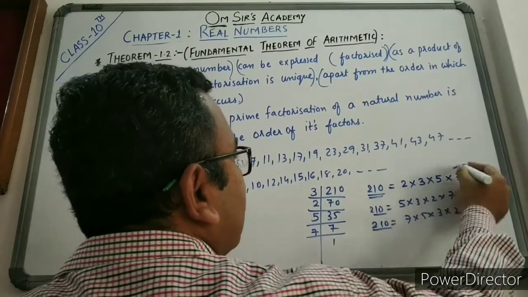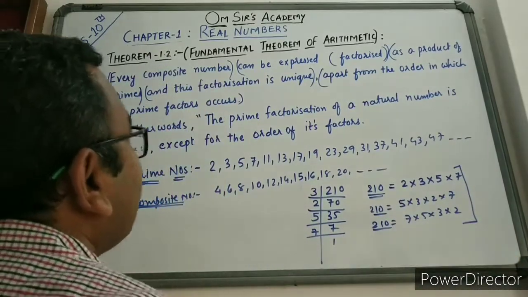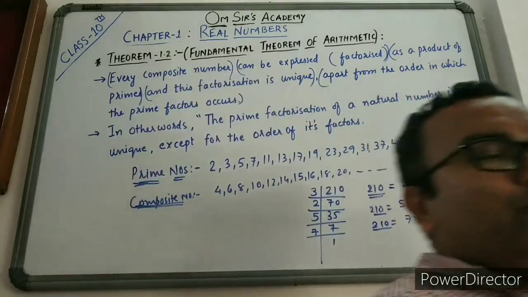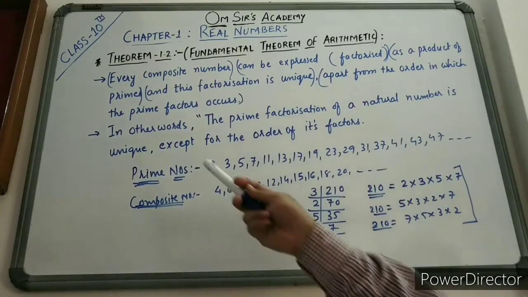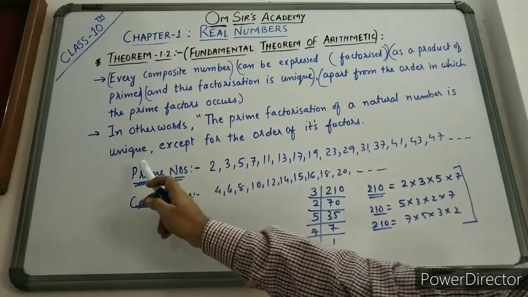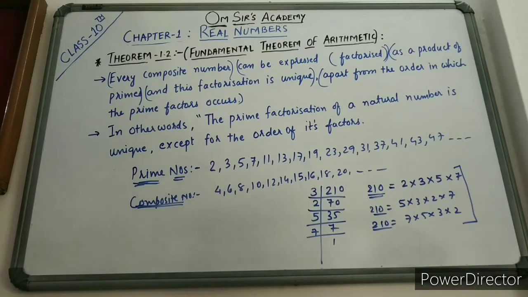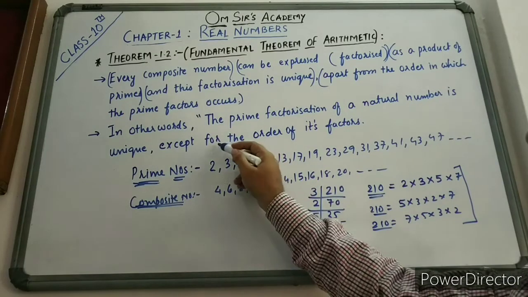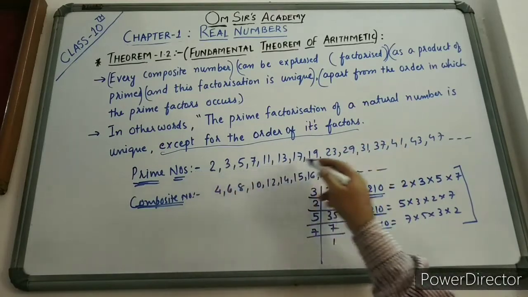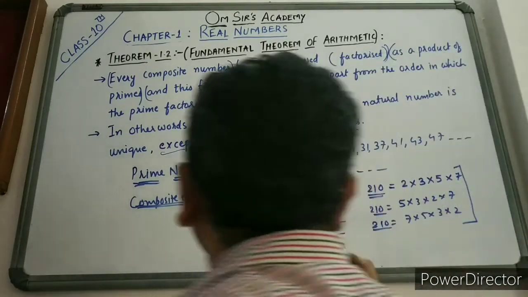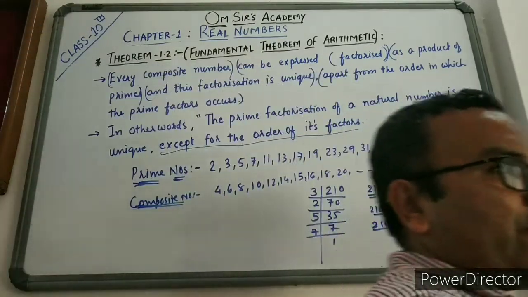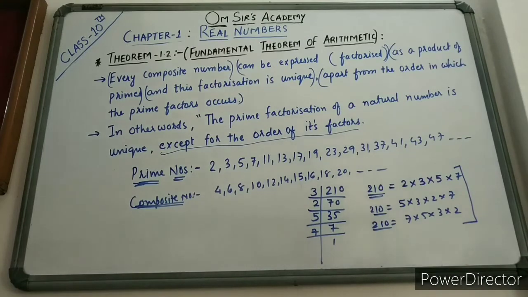Okay, so this is the uniqueness of the fundamental theorem of arithmetic. Is it clear friends? So hope this is understood. In other words, it says that the prime factorization of a natural number is unique except for the order of its factors. This phrase matters: except for the order of its factors. Okay, so it may not be in order form. Is it clear? So this is the uniqueness of the fundamental theorem of arithmetic.